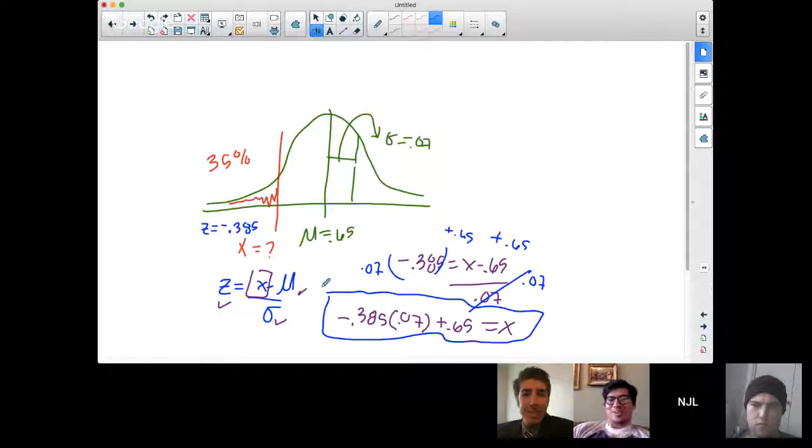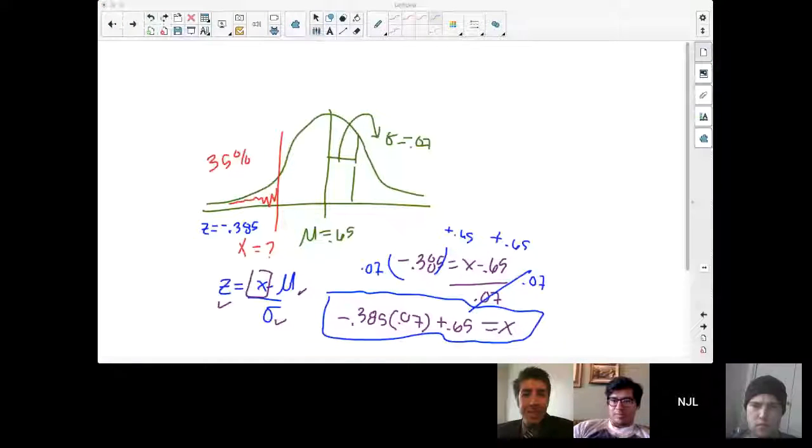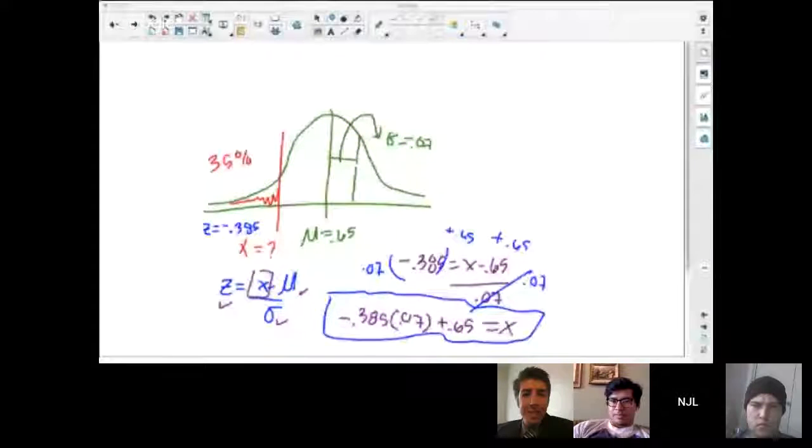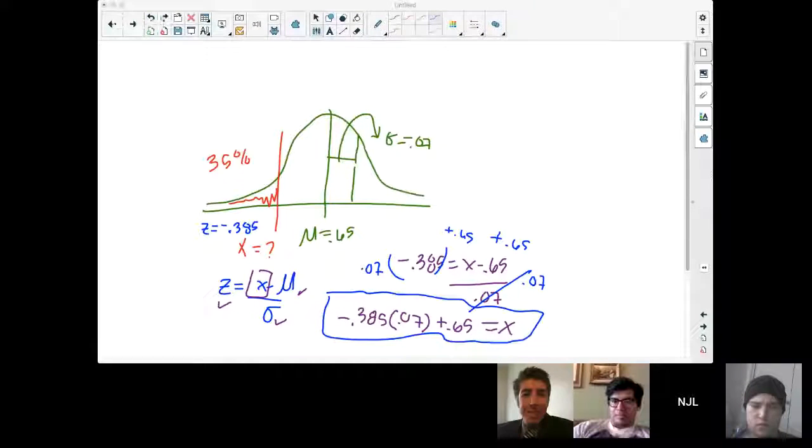Something weird. It should be 0.625. Negative 0.385 times 0.07 plus 0.65. Yeah, 0.623. Yeah, that's what I got too. Say it again. 0.623, yeah. Which makes sense. It's got to be a value below 0.65.